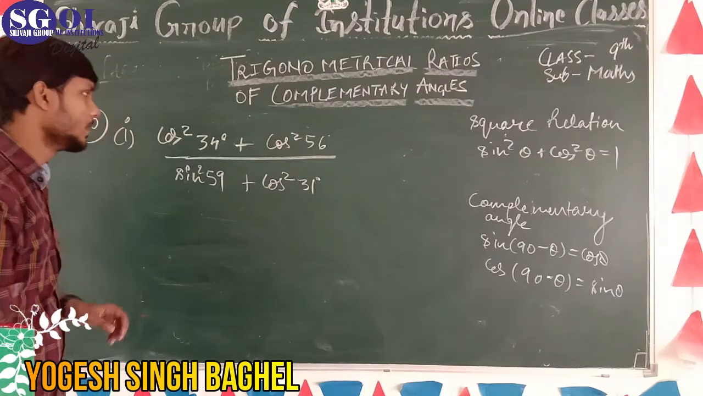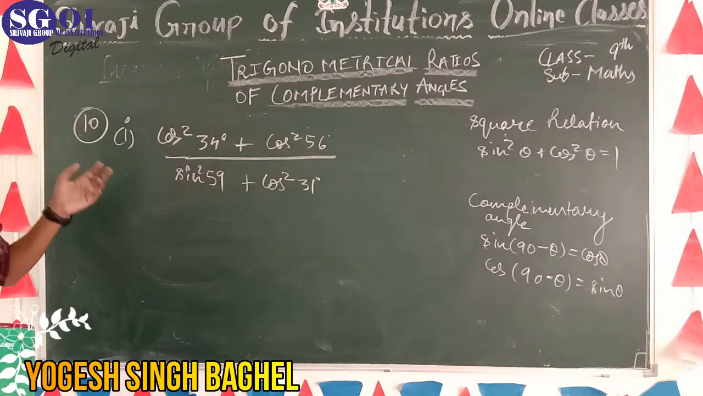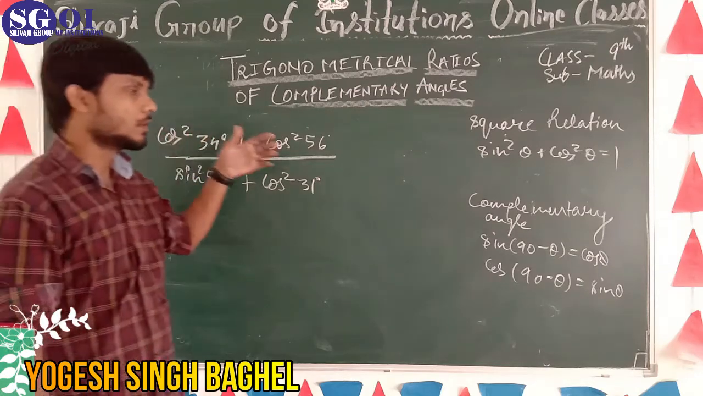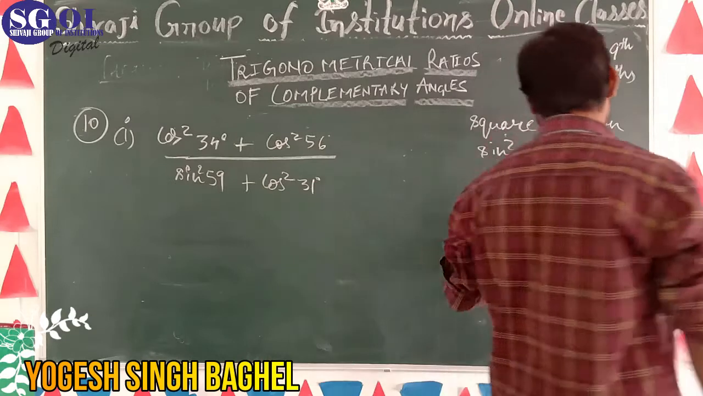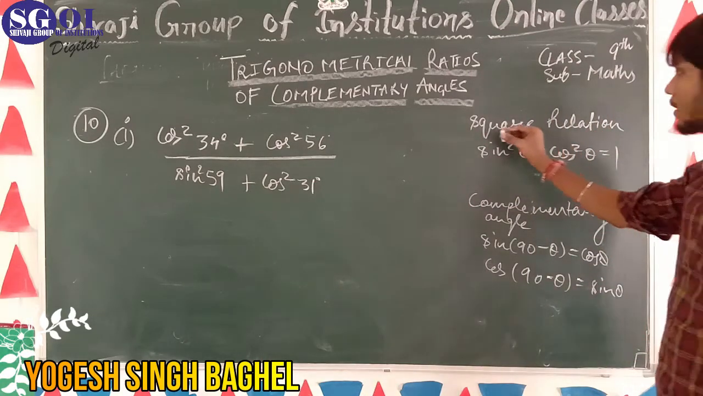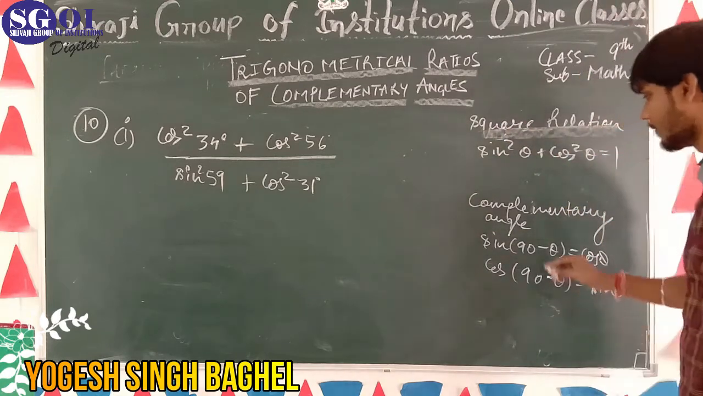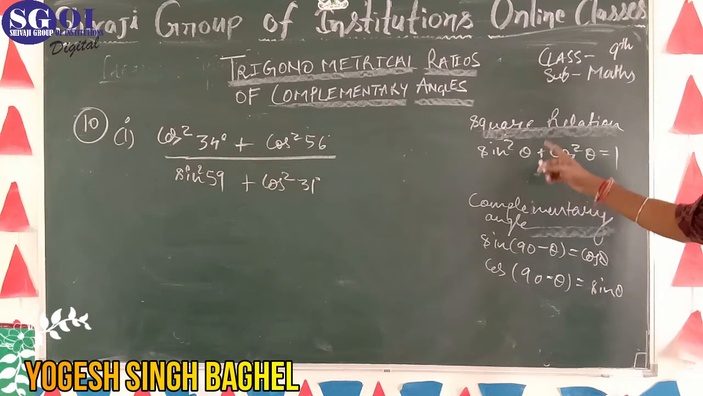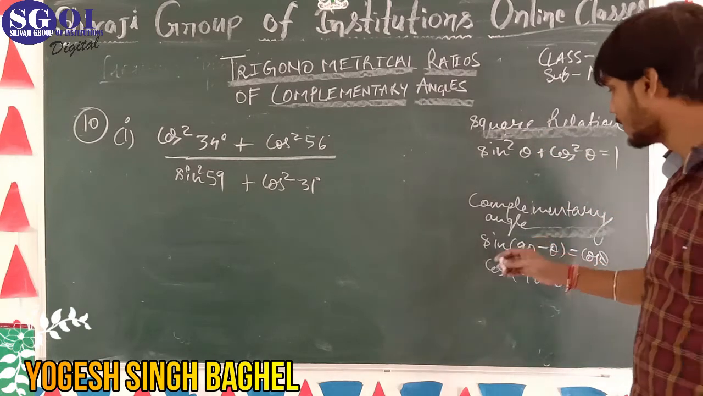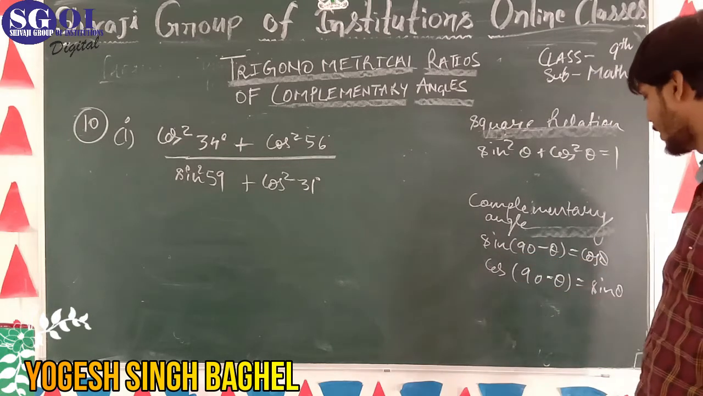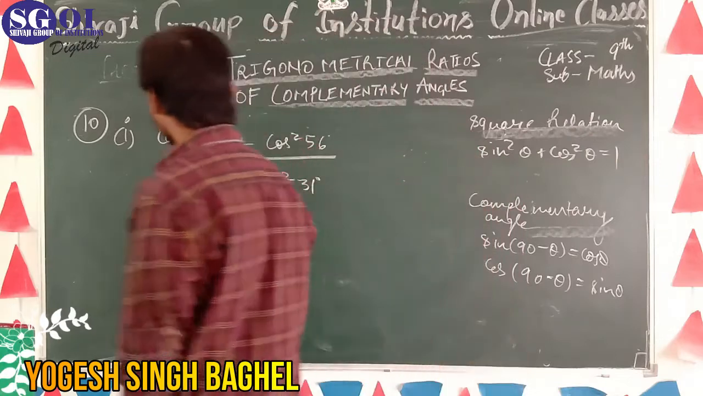Now let's see the next question, number 10, first part. That kind of question you have to do using two relations. First is the square relation and the second is complementary angle ratios. What is the square relation? Sin square theta plus cos square theta is equal to 1. And using sin(90 minus theta) is equal to cos theta and cos(90 minus theta) is equal to sin theta.